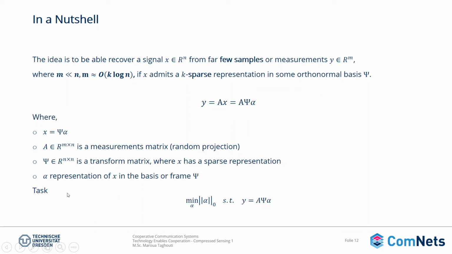Now the task will be updated. And now we are trying to find the sparsest alpha for this optimization problem. And then easy peasy, we can get back to our x.